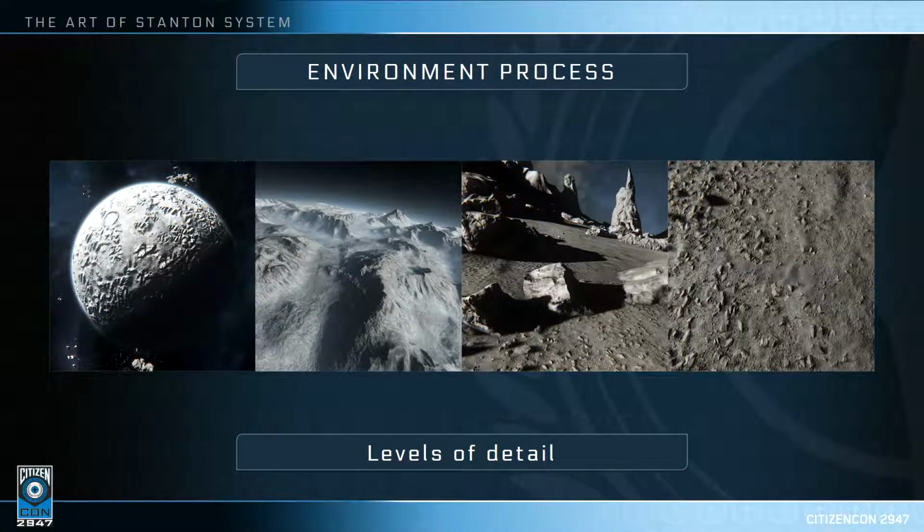So, let me just take this. Whenever we kick off this process where we get the VTs and start breaking down how we actually start building this stuff, there are four major levels of detail that we have to look at. The first thing would be the global look of the planet. So how does it read from a distance? For example, on Yela, we wanted a clear distinction between frosted areas and icy areas, and it has to be visible from a distance.